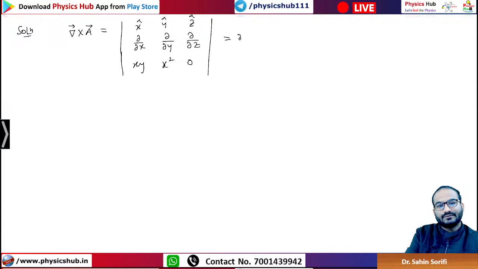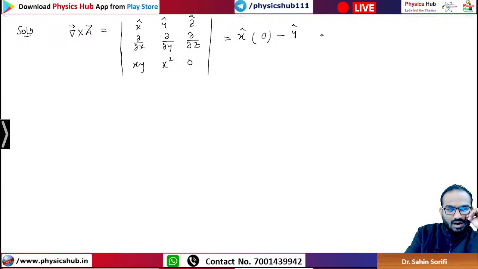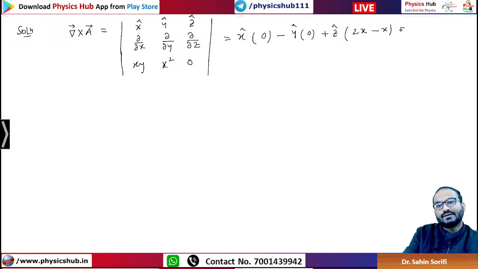So what do you get? x cap, this is 0, minus y cap, this is also 0, plus z cap (2x minus x). So this is nothing but x z cap. So curl of A is not 0, so we cannot say that A is conservative. So we have to calculate.